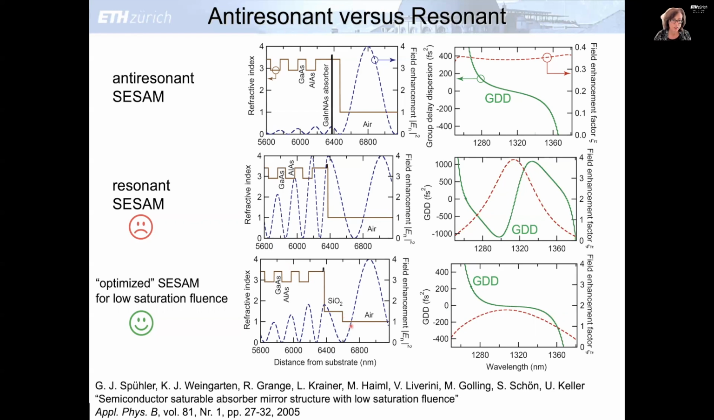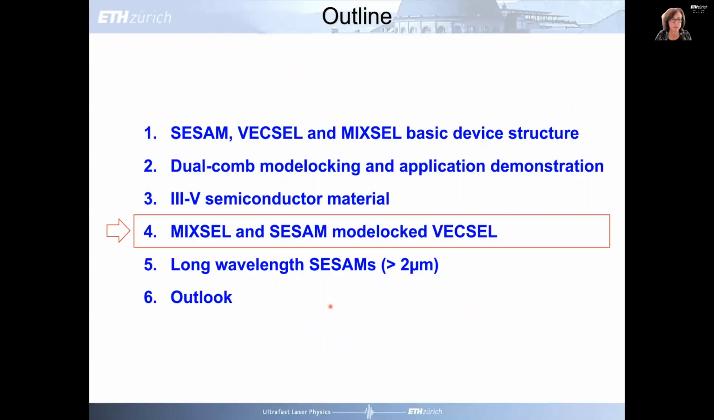So you have an additional dielectric on top, which passivates the surface and gives you a tunable, adjustable field enhancement in the saturable absorber. And so you can still get reasonably flat CVD and reasonably flat field enhancement over a probe bandwidth. And this gives you an additional parameter to tune the saturation fluence.